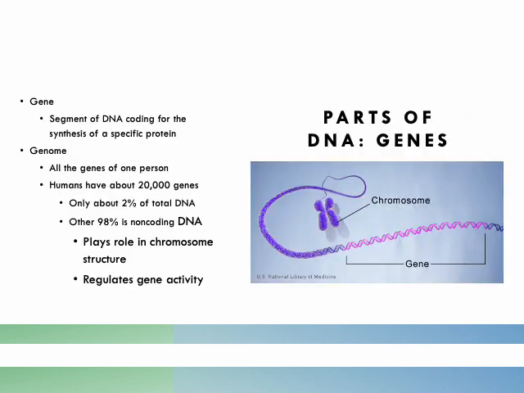So a gene is a segment or a chunk of DNA that codes for the synthesis of a very specific protein. Okay, and then a genome is all the genes inside of one person. We have about 20,000 genes in our body, and only 2% of them are actually coding DNA. The rest play other roles in the body that aren't for coding, okay? So genes are just a chunk of DNA that tell a ribosome what protein to make.